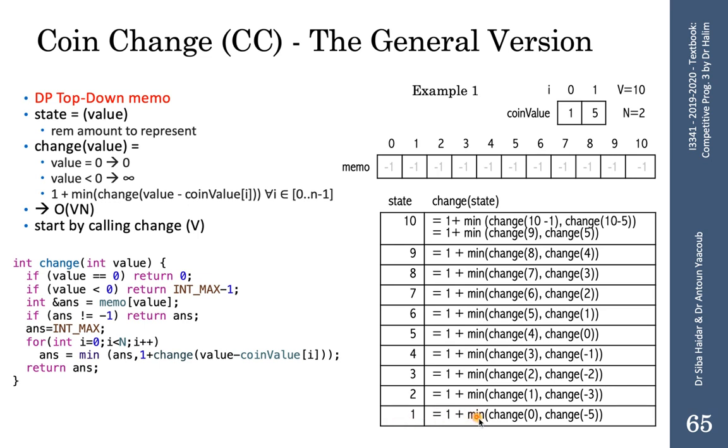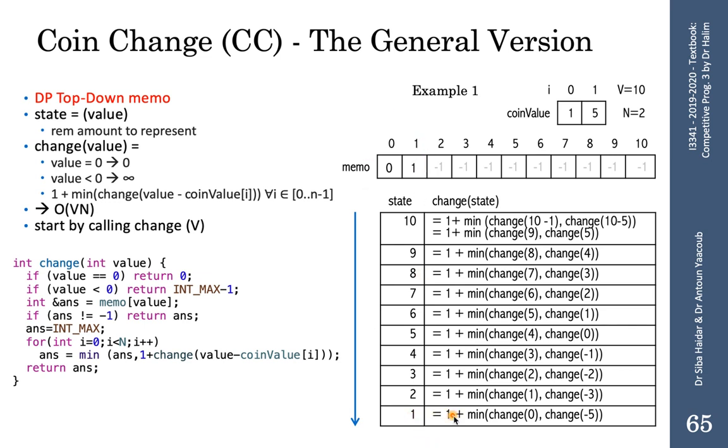Change of 1, in order to calculate it, you have to calculate the change of 0 and the change of -5 and to decide which is the minimum. Change of -5, we already explained, it will return a high value. So change of 0, it will return 0, so the minimum is 0. And we get state of 1 equal 1 plus 0, and this is it. We will put 1 here.